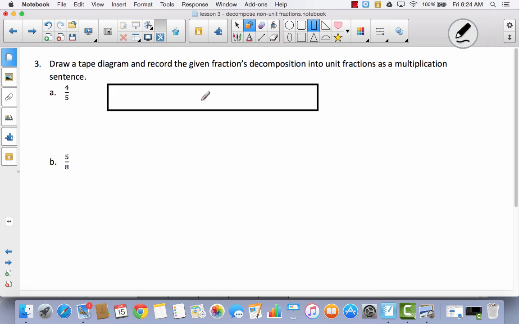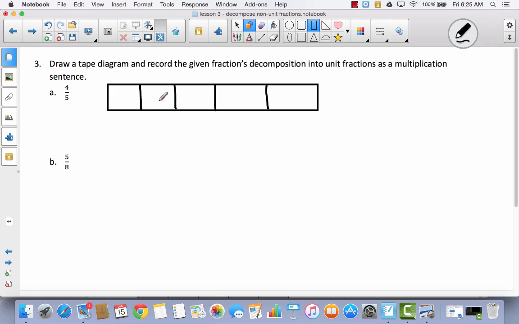All right, so this is 4/5. So that means I have to divide this into 5 parts. If I want to divide it into 5 parts, I'm going to draw 4 lines, because when I draw one line, I divide it into 2 parts. My second line divides it into 3. Now it is divided into 4, and now it is divided into 5.